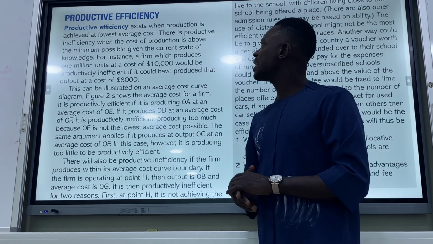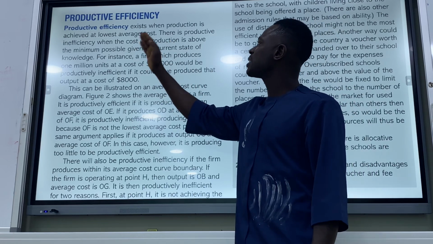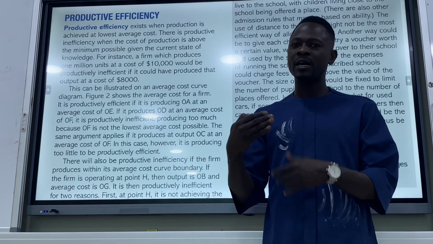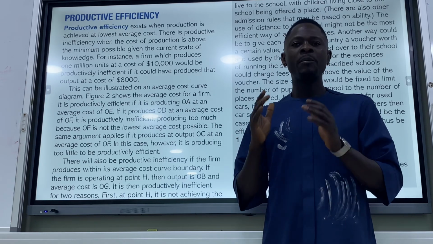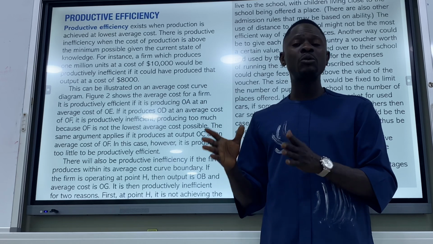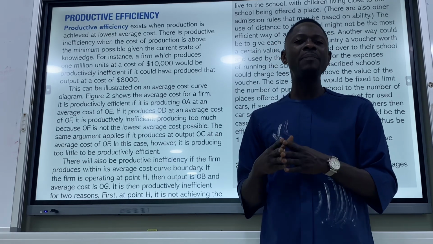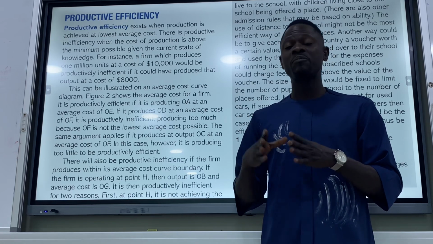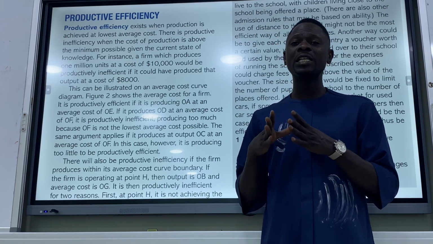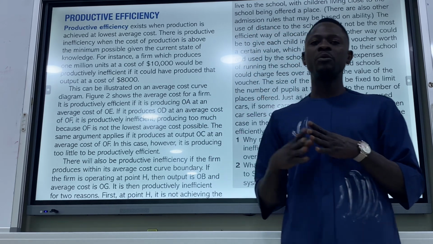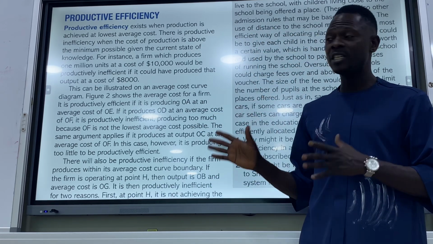Productive efficiency exists when production is achieved at the lowest average cost. There's efficiency, which means we are able to achieve a reduction in our cost of production. Productive efficiency occurs if a firm is able to reduce its average cost of production. That means a firm is able to achieve the lowest possible average cost of production. That is what productive efficiency is.